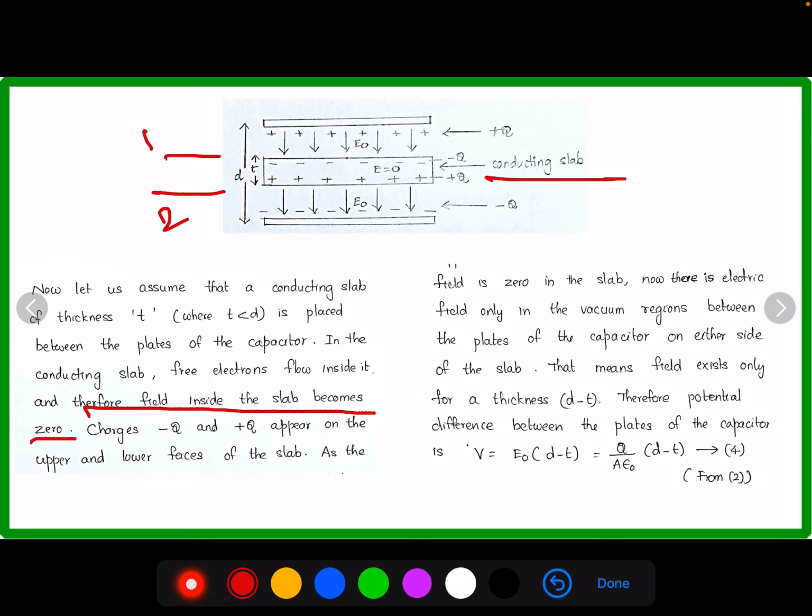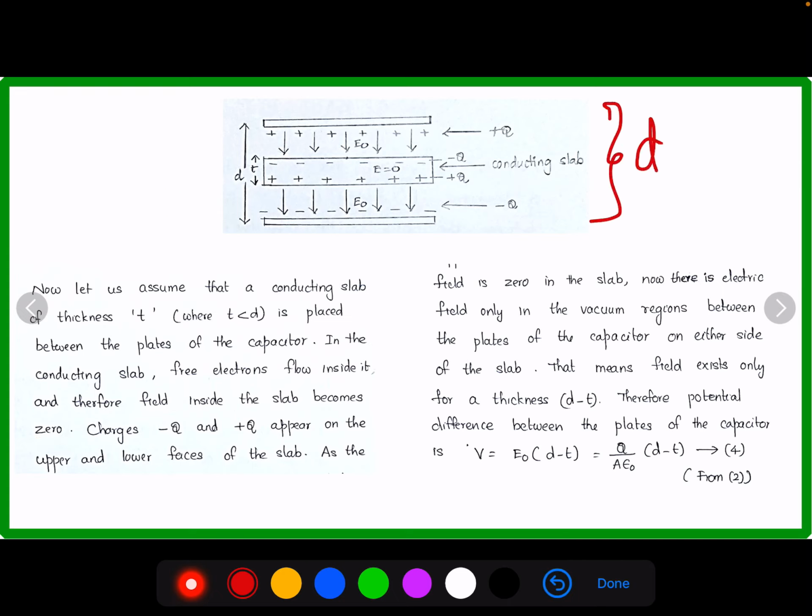Now because in this slab the electric field is 0, there is electric field only outside the slab. Outside the slab means in a distance of D, for a thickness of T, there is no electric field. So where there is the electric field is only for a distance of D minus T. I hope you are understanding. Full thickness of this slab is T.